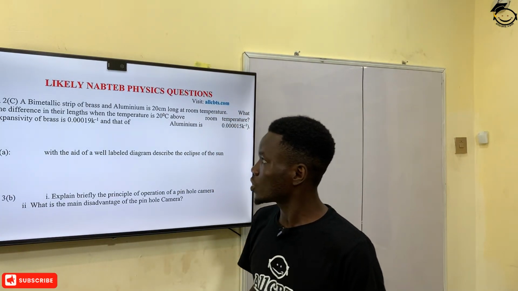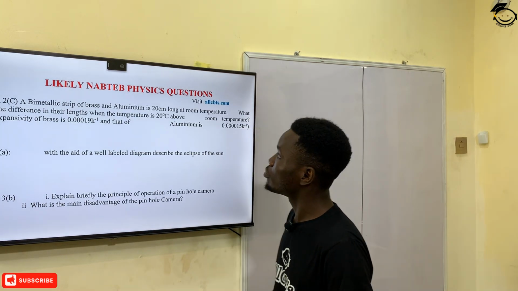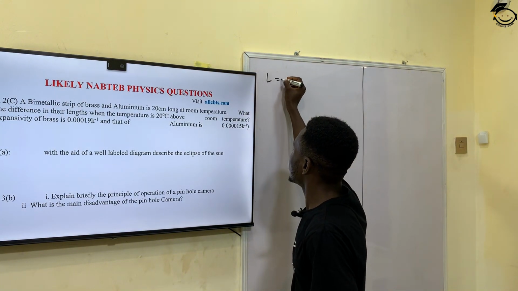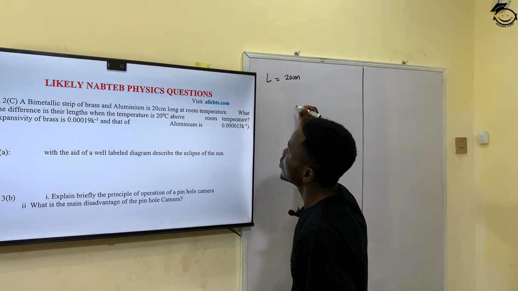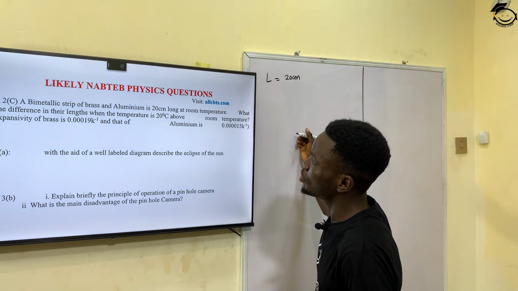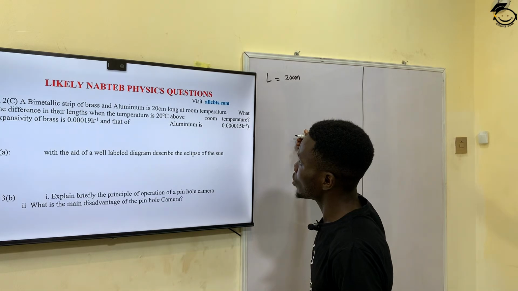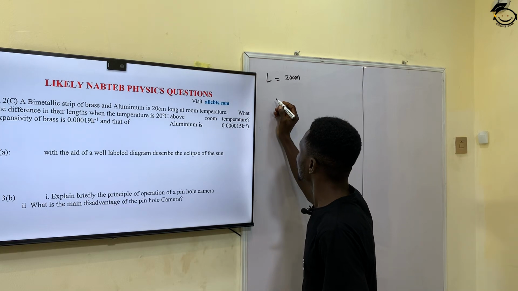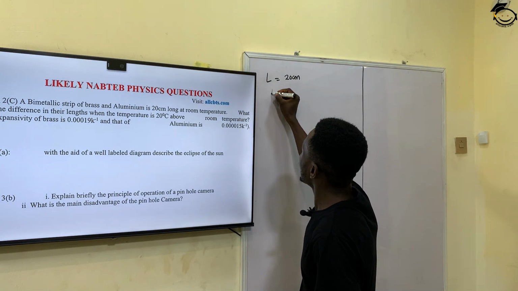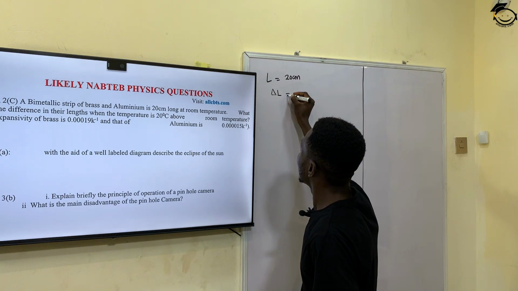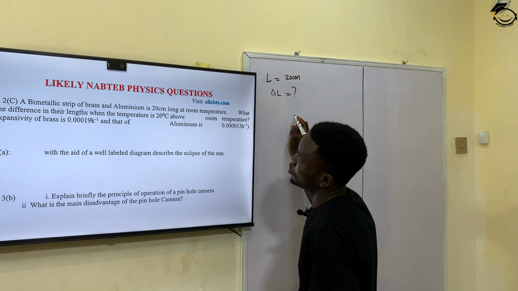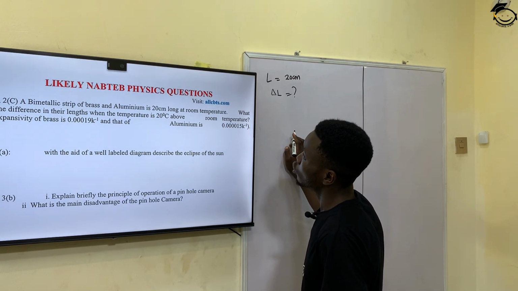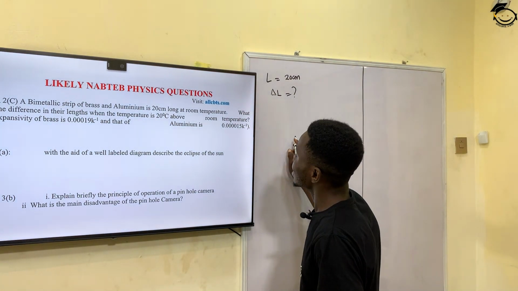Moving on to question number 2C. It says a bimetallic strip of brass and aluminum is 20 centimeters long. So the original length of both brass and aluminum here is 20 centimeters. At room temperature, what will be the difference in their length when the temperature is 20 degrees Celsius above room temperature? So they are asking us to find the difference in expansion between brass and aluminum, since it is a bimetallic strip. So they are joined together, but they are going to expand differently due to their differences in linear expansivity.